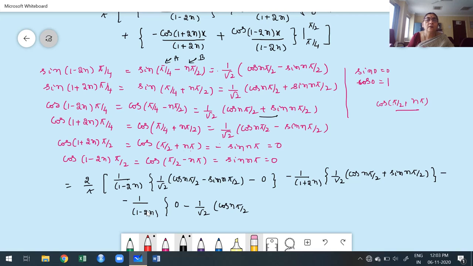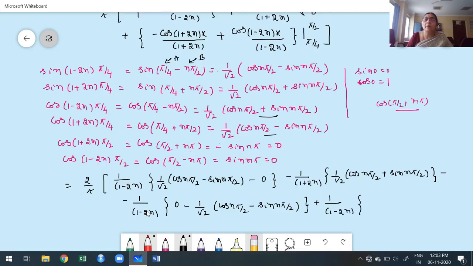Now this is cos of 1 plus 2n into x. Therefore, we have to write this one, not for that. Cos of a plus b is nothing but cos a cos b minus sin a sin b. Cos of n pi by 2 minus sin of n pi by 2. Close the bracket.